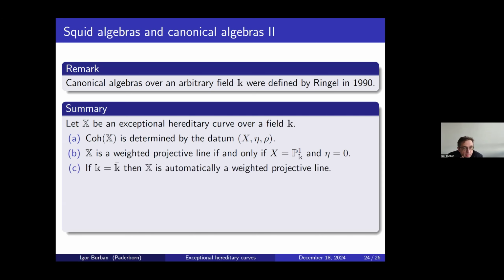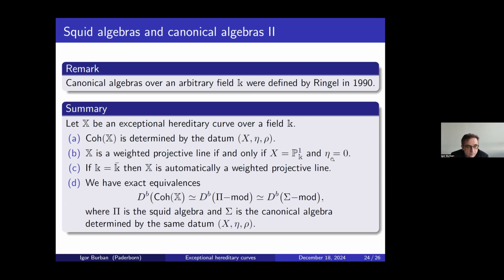And this case is automatic if our field is algebraically closed. Because firstly, there are no Brauer-Severi curves but projective lines. And secondly, by vanishing of the Brauer group, the class is automatically 0. And we have these equivalences of triangulated categories: the derived category of a non-commutative curve, the derived category of a squid, and the derived category of the canonical algebra.